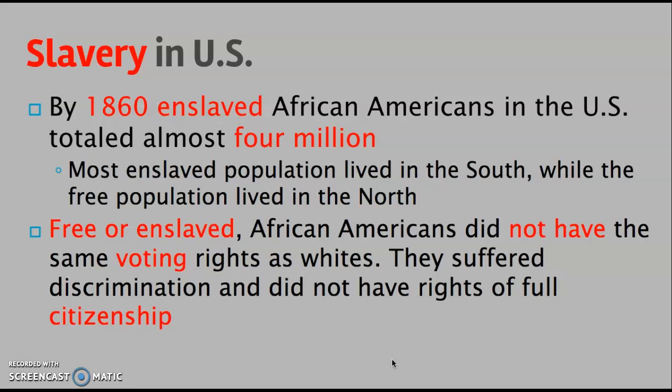Most enslaved population lived in the South, while the free population lived in the North. I should say, though, that at the start of the Civil War, there were approximately 200,000 free African Americans that one way or another had earned their freedom, that were once slaves. They either worked a job outside of their slave responsibilities, I guess you could say, and saved up enough money to buy their own freedom, or their owners gave them their freedom when they died.